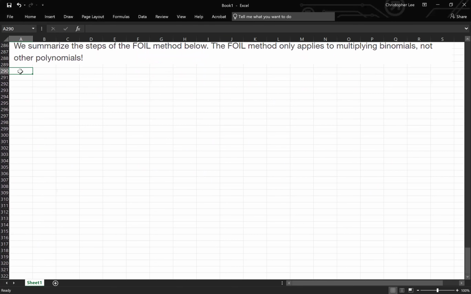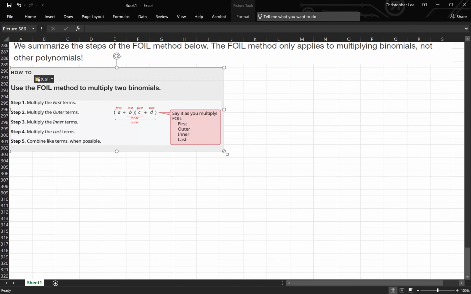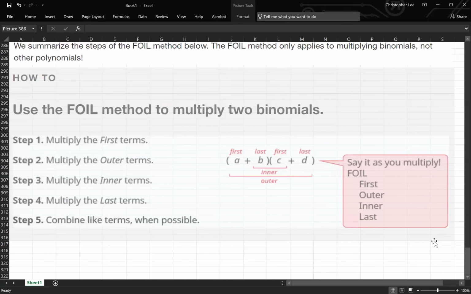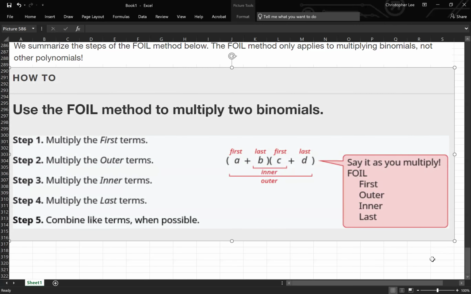For those of you just seeing FOIL for the first time, I got y'all. All right? So here we go. This is how to use the FOIL method to multiply two binomials. First, you multiply the first terms, so that would be the A and the C right here, right? Step two, you multiply the outer terms, so that's going to be the A times the D, right? Step three, we're going to multiply the inner terms, so that's going to be the B times the C, right? Step four, we're going to multiply the last terms, so that's going to be the B times the D, right? After that, you just combine like terms and boom, you're done.